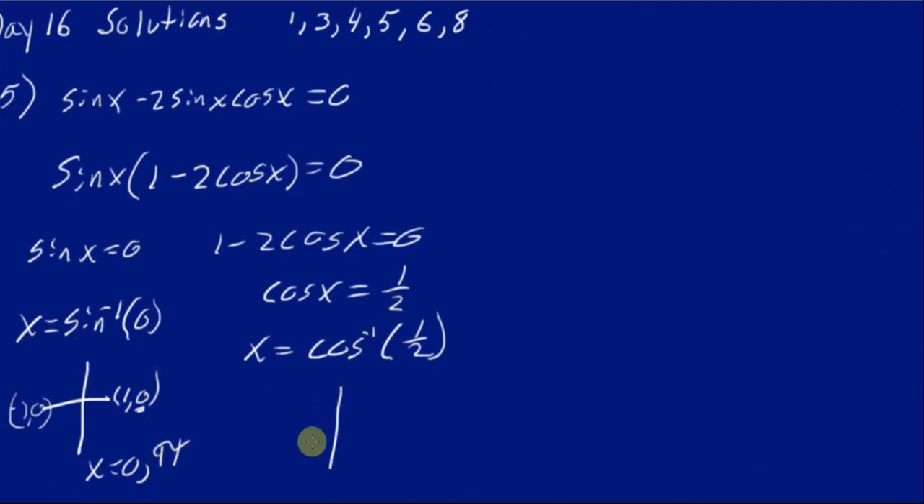And where is the cosine a positive 1/2? Well, the cosine is going to be positive here in the first quadrant and the fourth quadrant, and the reference angle is going to be pi over 3 for each of these. So that gives me my two answers of pi over 3. And coming the whole way around to here, that's going to be 1 short of 6 pi over 3, or 5 pi over 3.